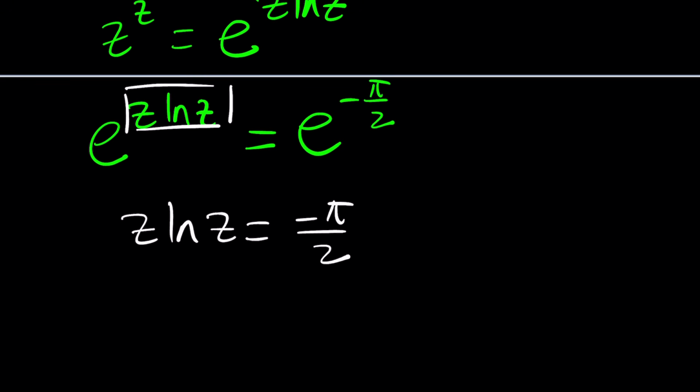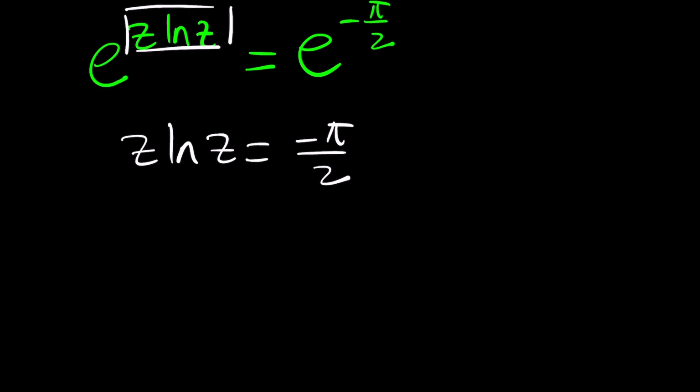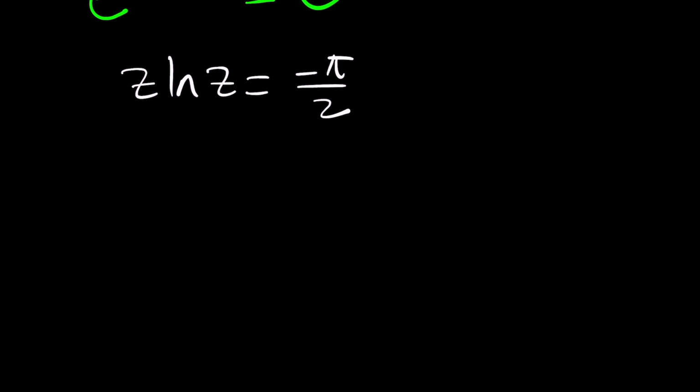So let's think about what a solution could look like. On the right-hand side, we have a real number. So how is it possible that you take a complex number and multiply by its natural log, which is another complex number, and at the end, you get a real number? That's interesting, right? So let's do some definitions here. For example, if z is equal to a plus bi, how do you define the natural log of z?